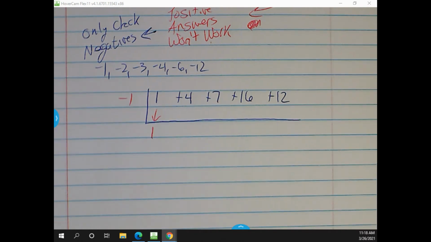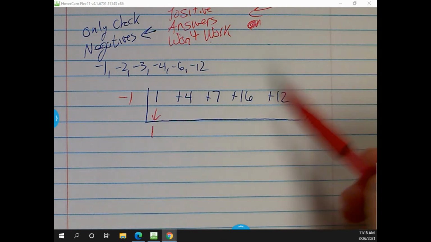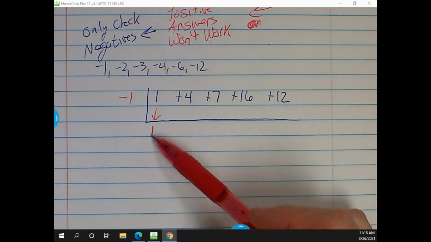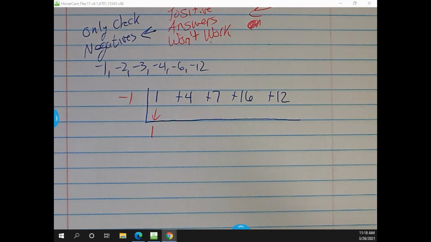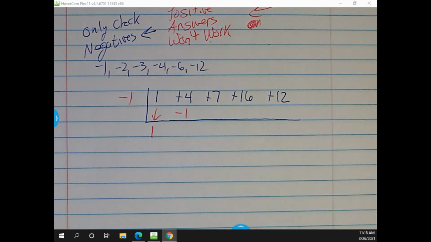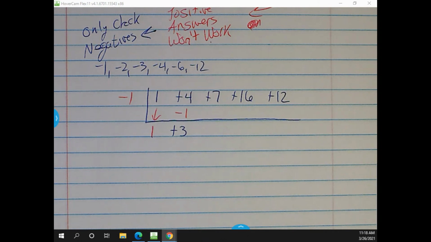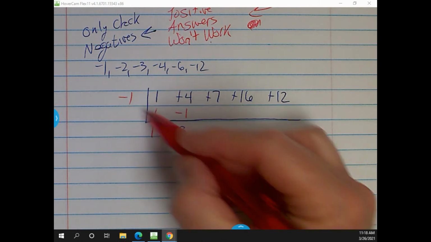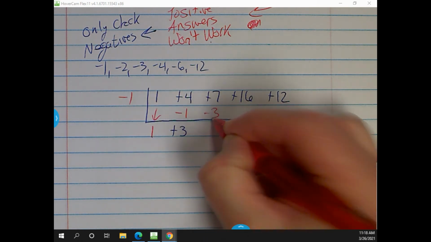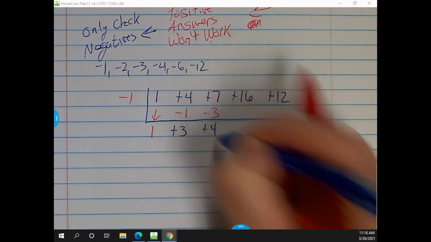All right, and this will be a good review. If you forgot how to do synthetic division, here's one more review to make sure we got it. We brought down just the terms up here. You bring down the first number below the division bar, and then we start multiplying. -1 times 1 is -1. 4 minus 1 is +3. -1 times 3 is -3. 7 minus 3 is 4.